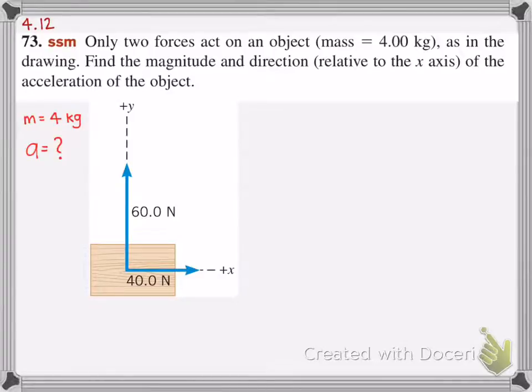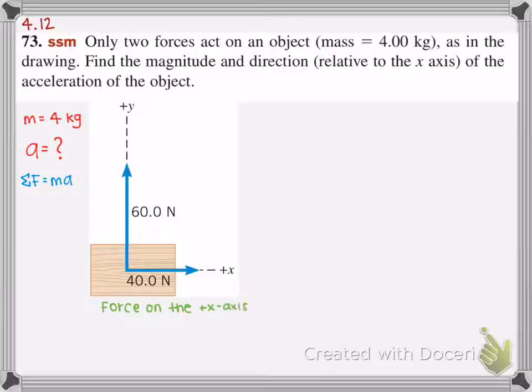Well, we know that the mass is 4 kilograms, but we don't know the acceleration. In order to find the total acceleration of the object, we first need to find the acceleration from each of the forces that are being applied to the object. So, how do we do this?